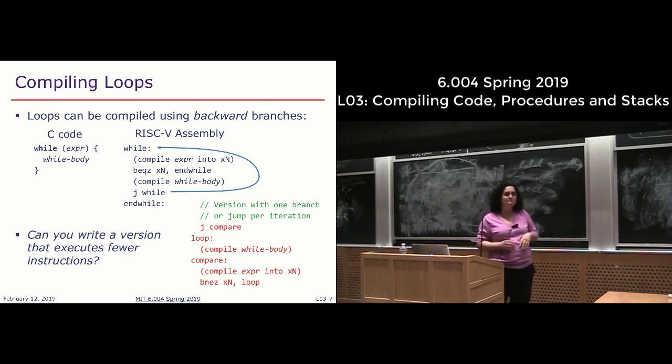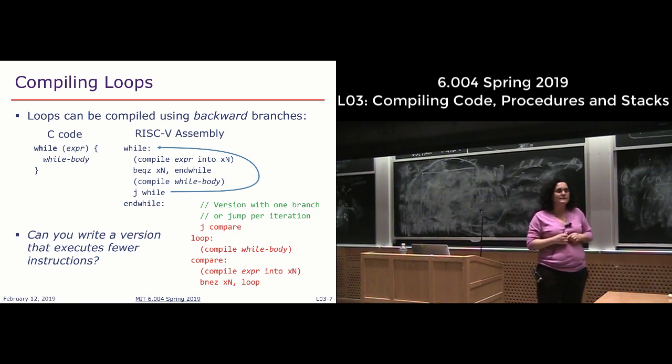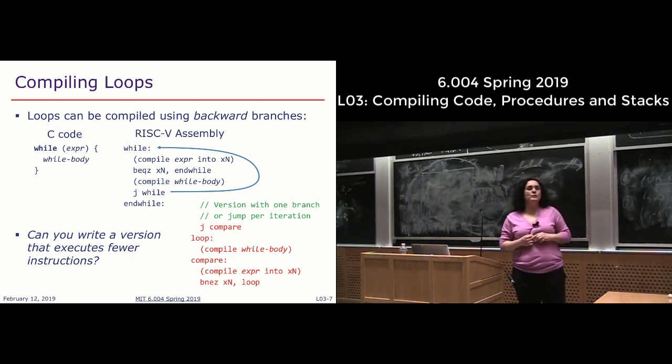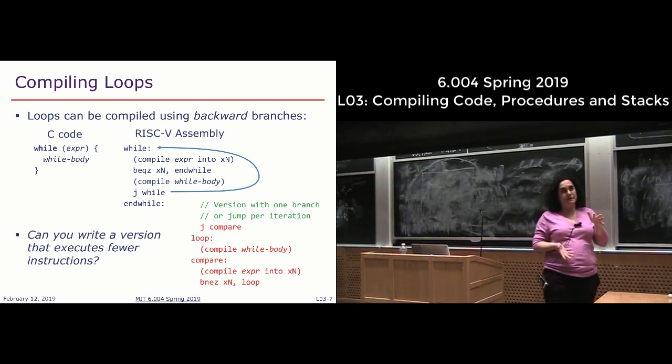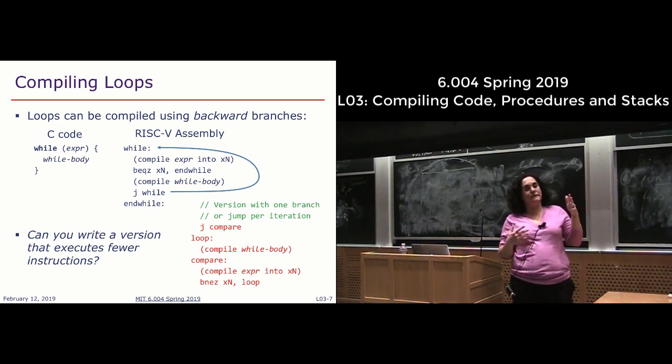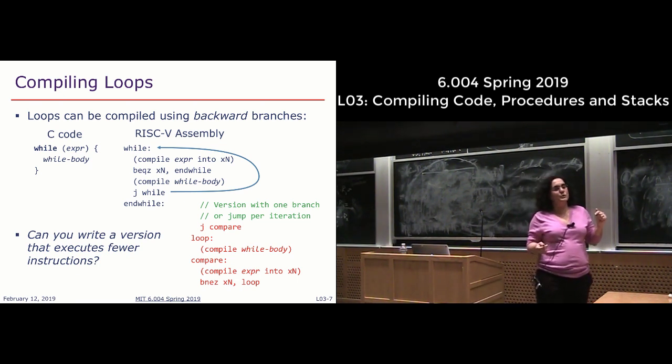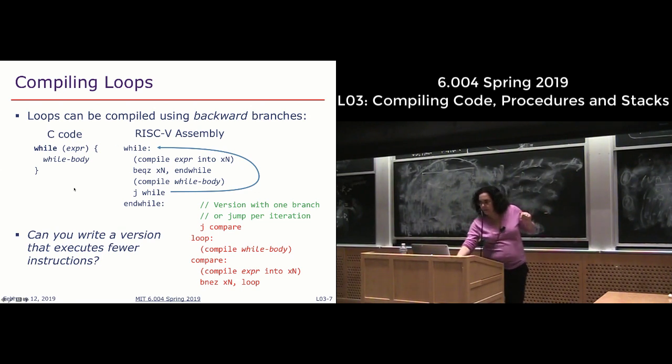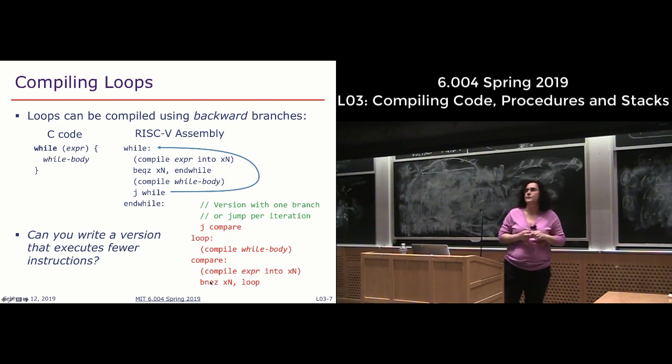Yeah. How is that fewer instructions? It's not fewer instructions in terms of the number of instructions, but in terms of the execution, you're not doing both this branch and this jump. So you're not doing two control flow instructions per iteration of the loop. Instead, I just have one branch every time through the loop. Very good question. Any other questions? All right, great.